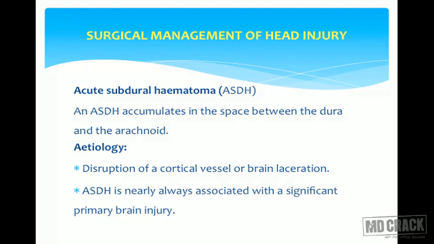So acute subdural hematoma is the accumulation of blood in the space between dura and arachnoid. We have seen extradural hematomas. Now we'll see hematomas occurring below the dural membrane, in between dura and arachnoid. It is called a subdural hematoma. They can be acute in type. The etiology is mostly disruption of cortical vessels or brain laceration. So whenever there is laceration of a cortical vessel, it produces subdural hematomas.